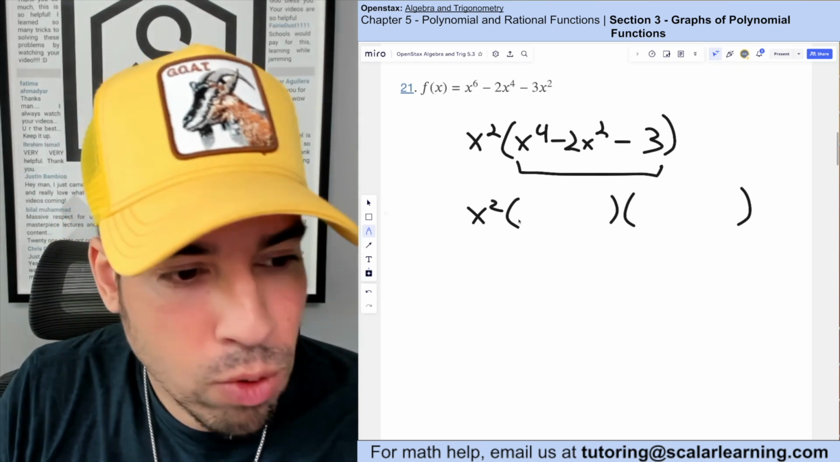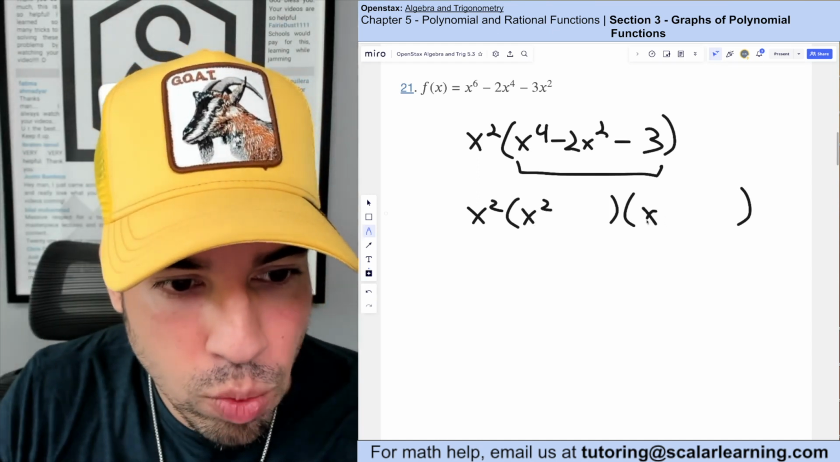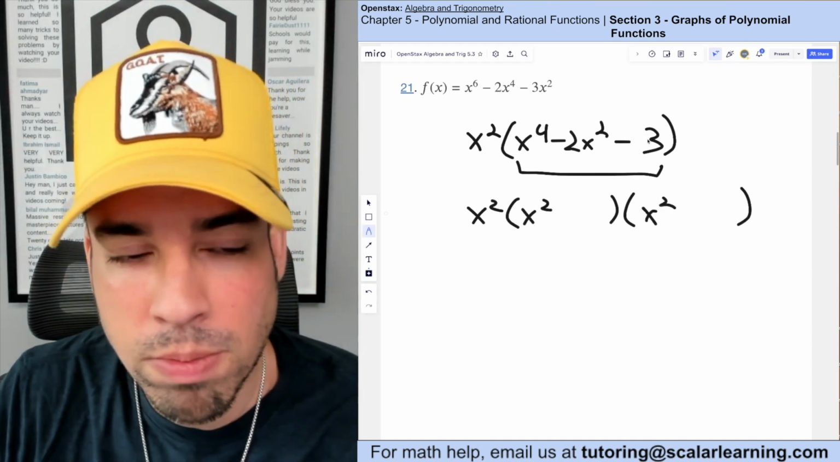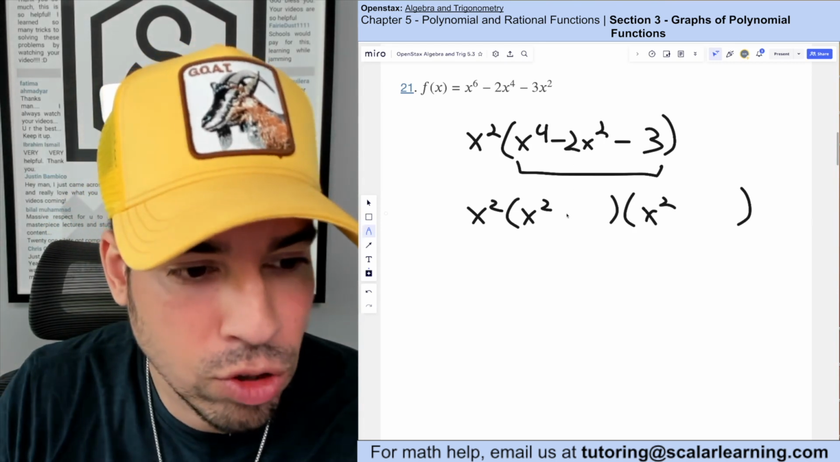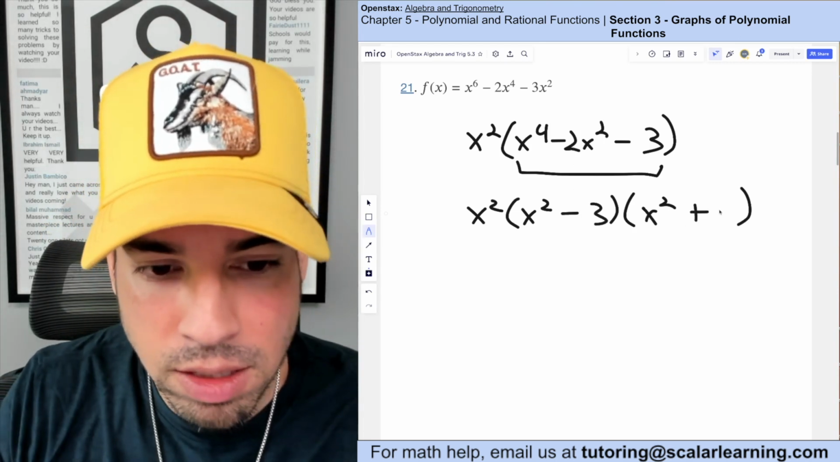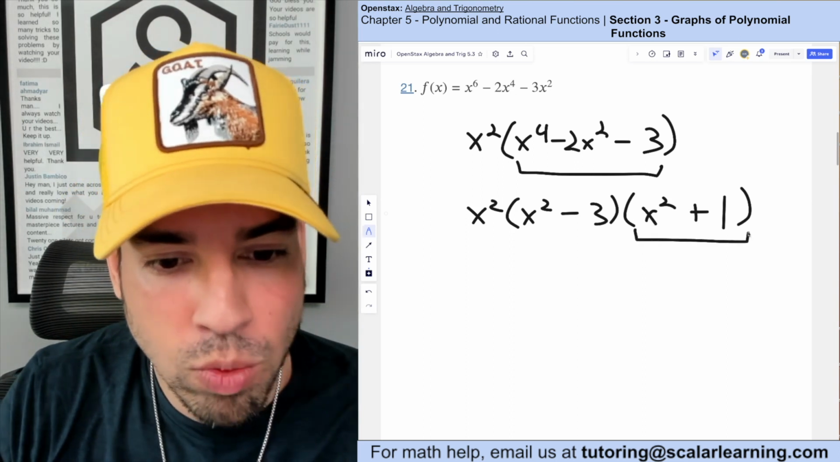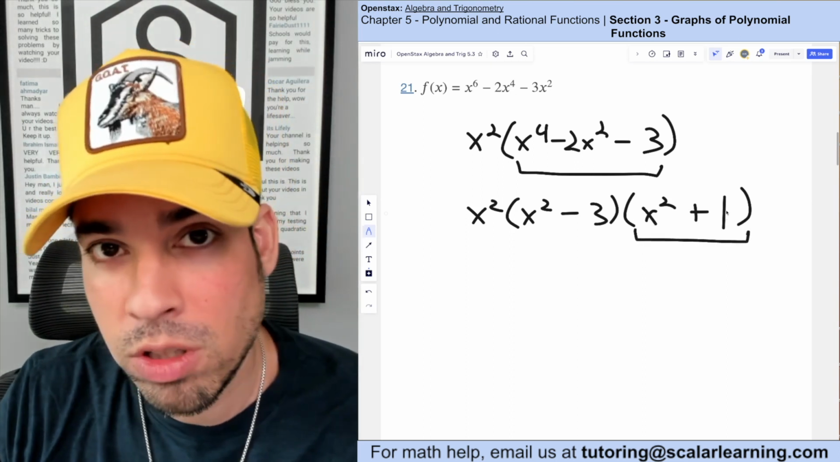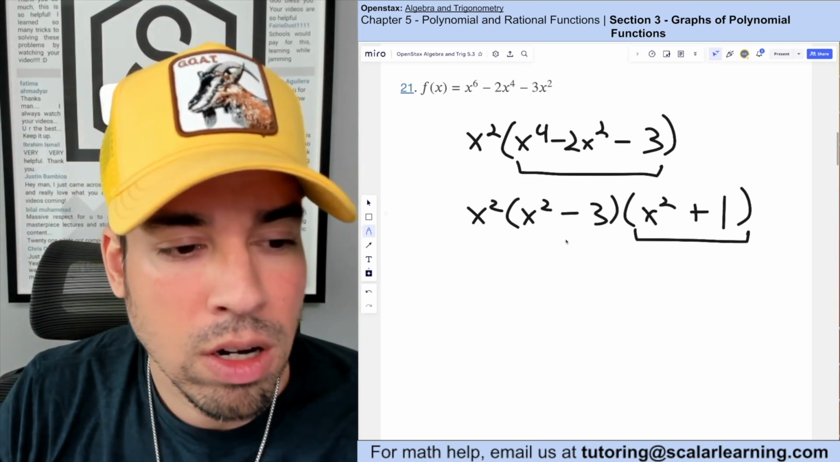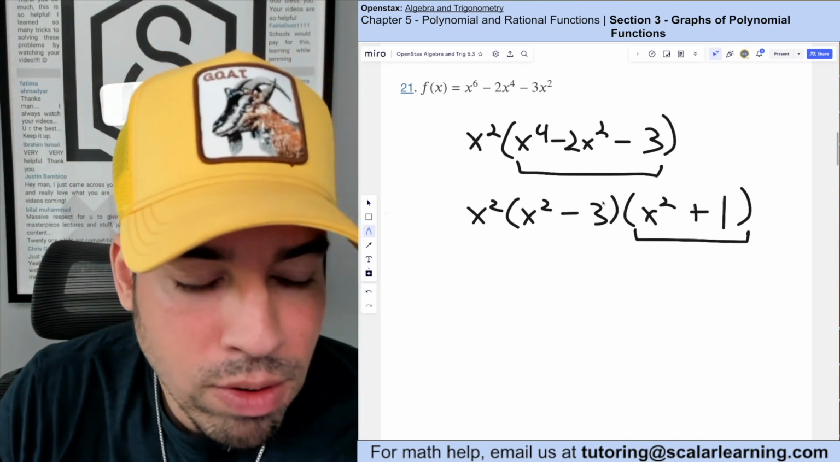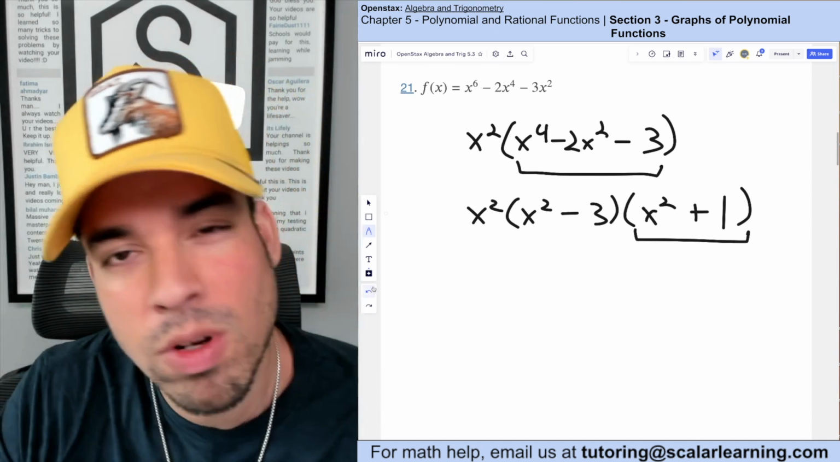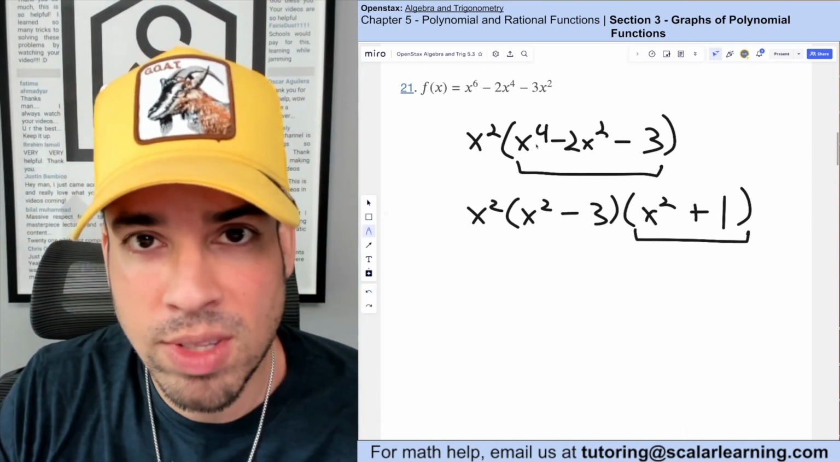Because it's x to the 4th, my first two terms are going to be x squared. And then we ask the question, what multiplies to -3 and adds to -2? That's -3 and +1. As I mentioned in a previous problem, a sum of squares we cannot factor further, so you're good to go there. A difference of squares is factorable. However, this is not a perfect square. So it's a little dicey, but I'm going to show you how to do that in 1 second.